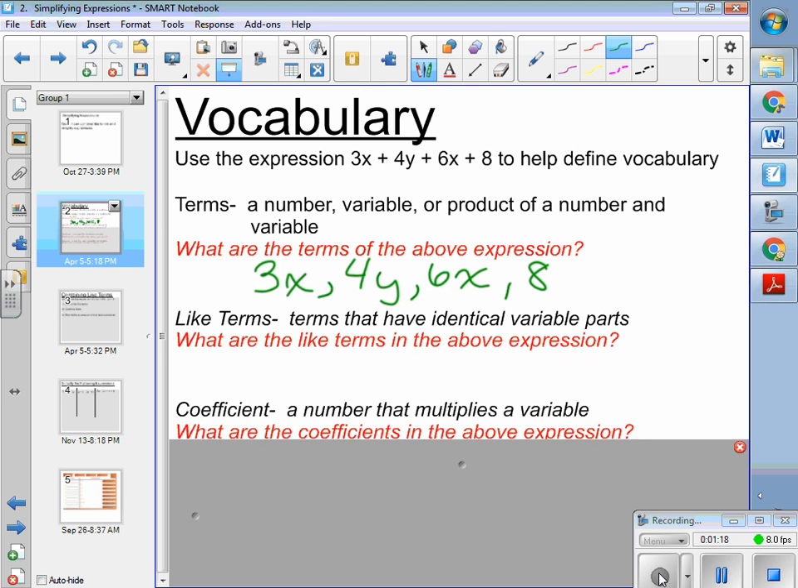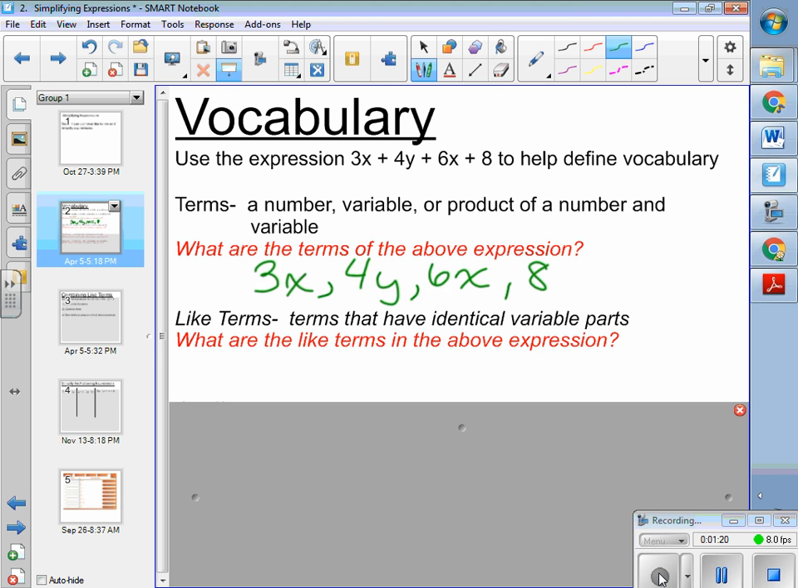So anyway, what are the like terms in the above expression? So we look at the like terms. It says those with identical variable parts. So the identical variable parts would be the 3x and the 6x because they both have the x variable.